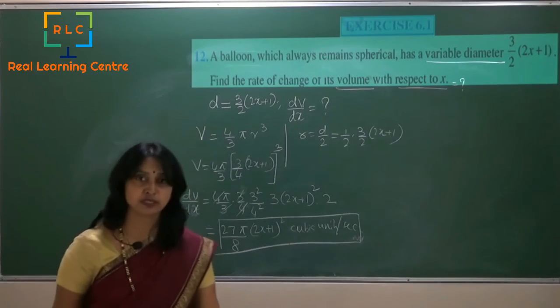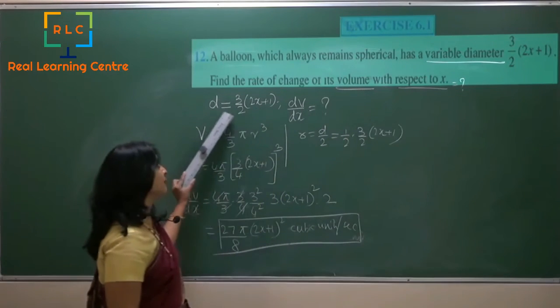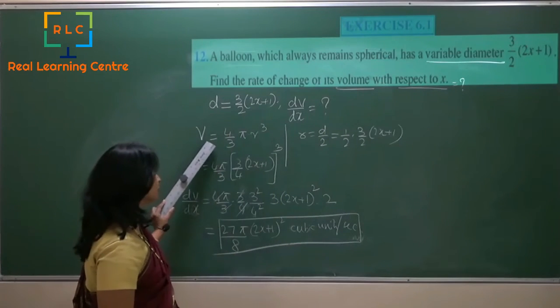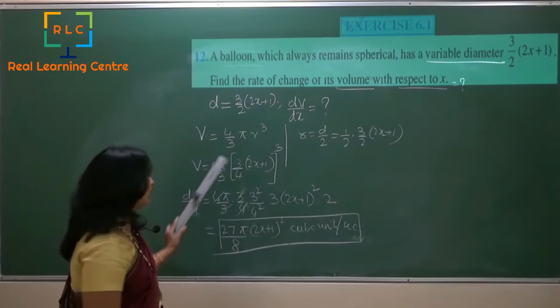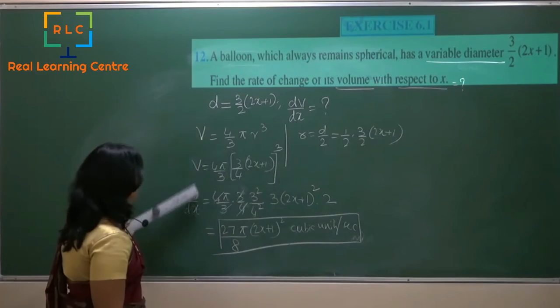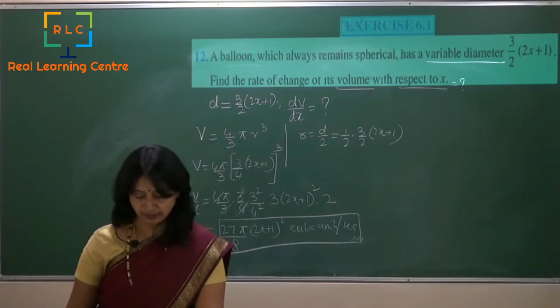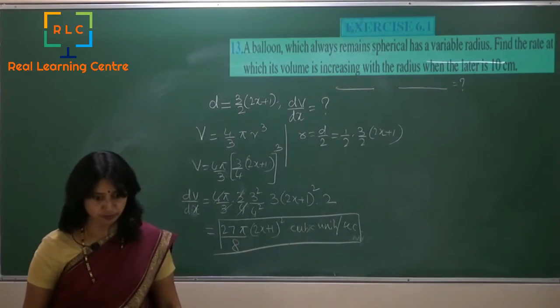And here in this particular problem, since they have given the diameter in terms of x, we have done the differentiation with respect to x, and that is why we don't have dx by dt or anything here. This is dV by dx. We have done the differentiation with respect to x. And then we go to the next sphere problem.